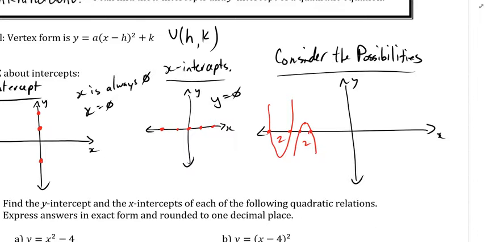Above the x-axis, what would it look like from there? What if it was above the x-axis and opened up? How many x-intercepts does it have? 0. What's another possibility like that?